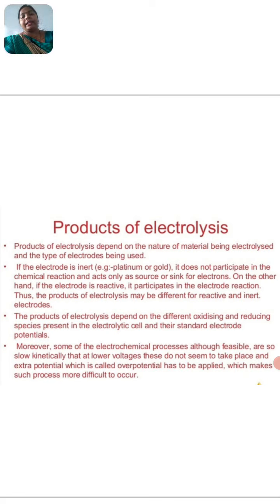जो हम material है उसके nature के ऊपर depend करता है कि हमें product कौन सा मिलता है. And the electrode is inert, it does not participate in the chemical reaction and acts only as a source or sink of the electron. जो platinum और जो gold है वो electrode में participate नहीं करते हैं, लेकिन वो source available करवाते हैं जिससे कि electron जो है वो move हो सकें.